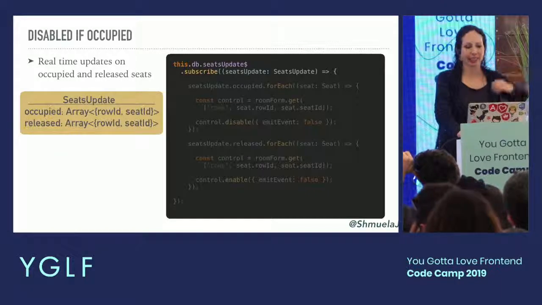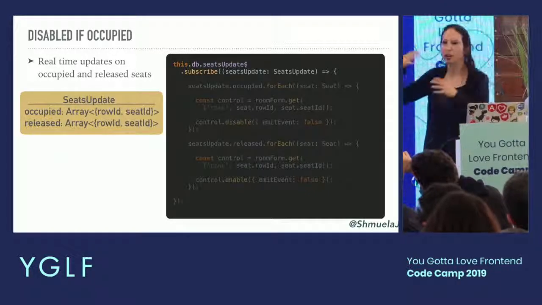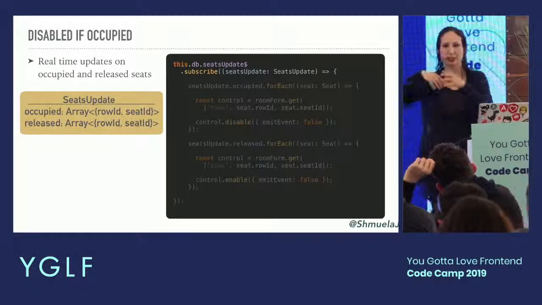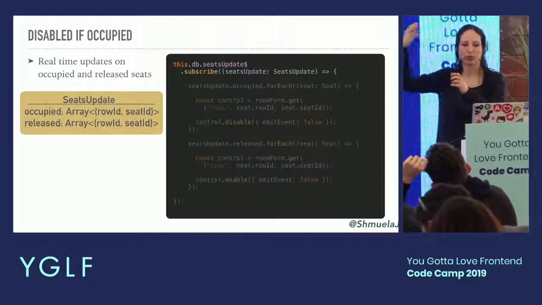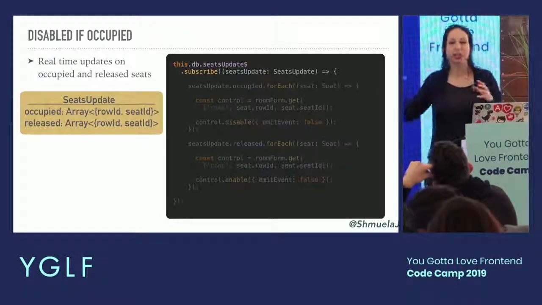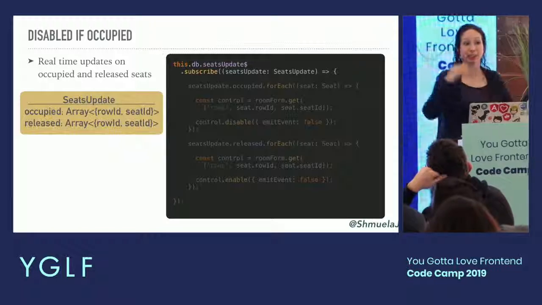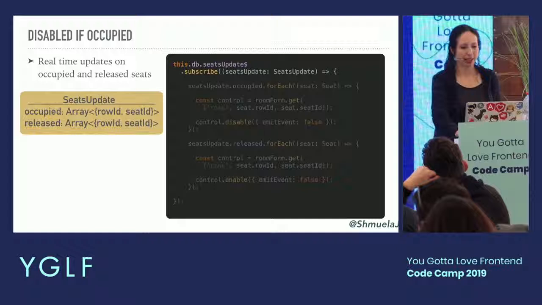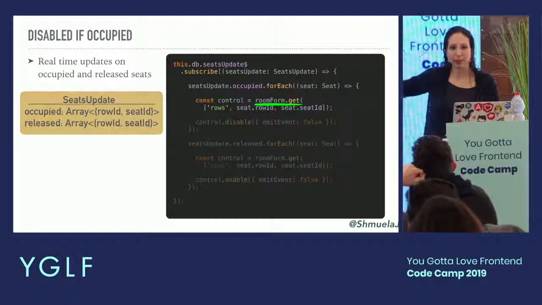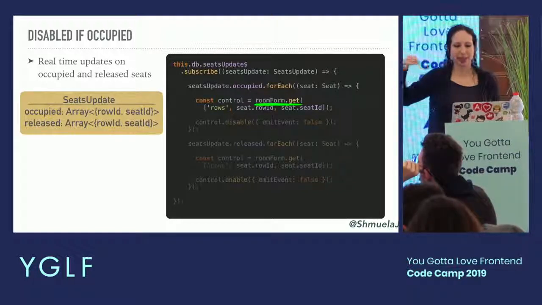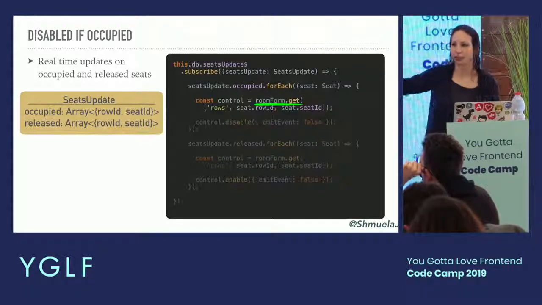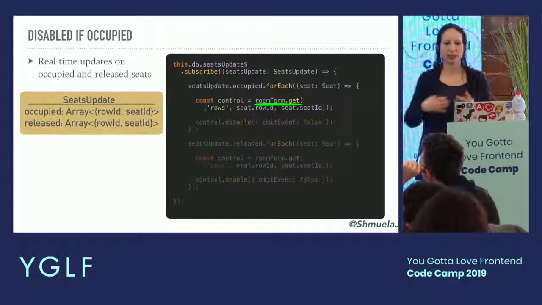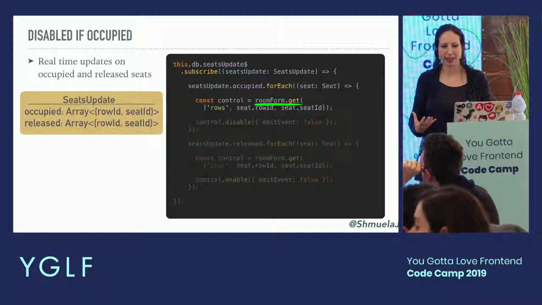So whenever I get data, the data that I get is about occupied seats, which is an array of the seats that have a row ID and seat ID, and also the seats that are released because we need to enable them again. Okay, so I'm subscribing to this stream, and I'm taking from the event that I get the occupied array.